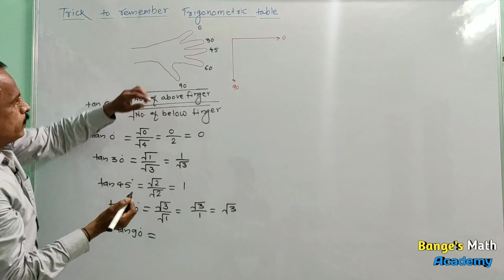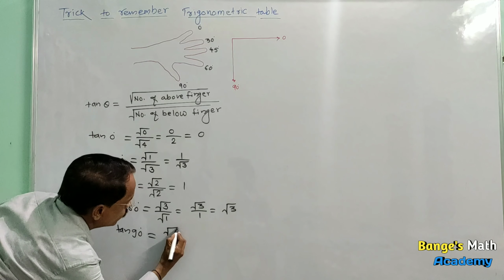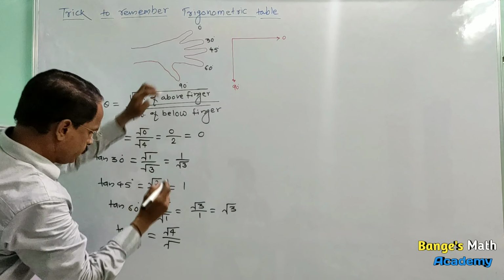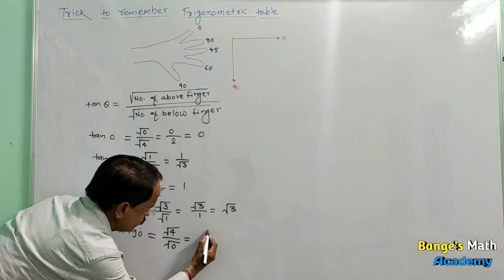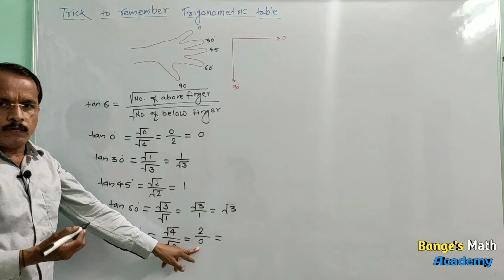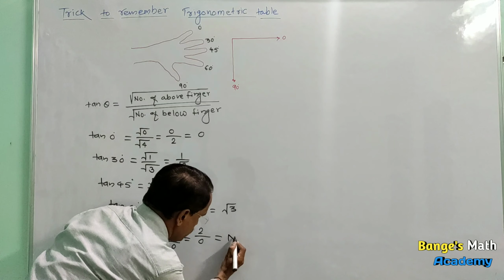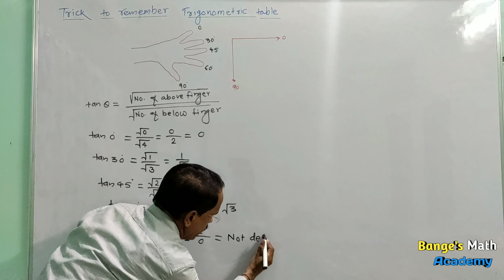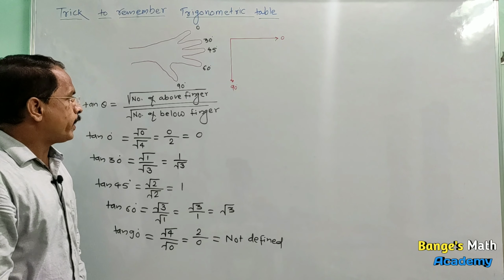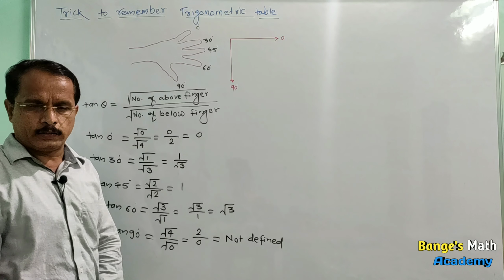Tan 90 is equal to number of above finger 4, square root of 4 upon square root of number of below finger 0 is equal to square root of 4, 2 upon square root of 0, 0. So we cannot divide any number by 0. So tan 90 is not defined. To find the values of cot theta, take multiplicative inverse of tan theta.